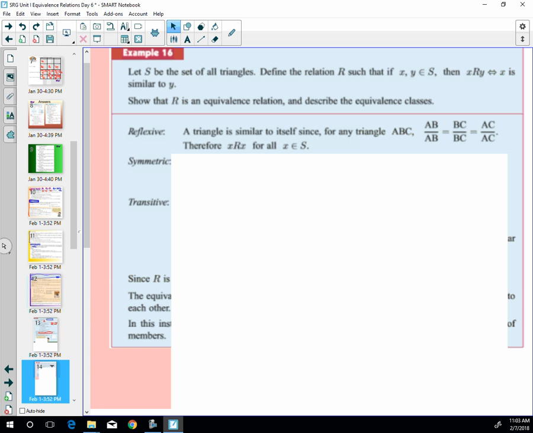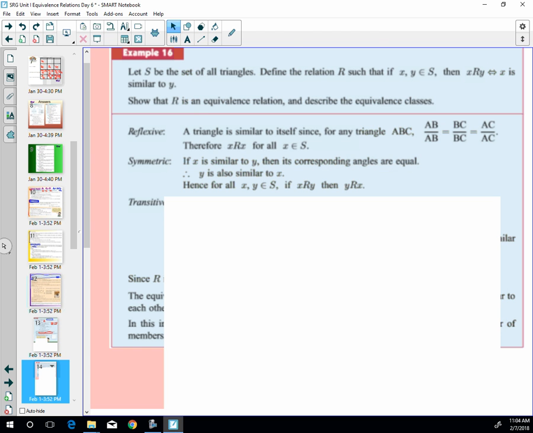so that part works. Do you think it'll be symmetric if one triangle is similar to the next? Here's how I looked at the symmetric part. Think of a triangle that's like this, like that, and then these angles here are equal. These angles here are equal. Obviously, those two are equal to themselves.